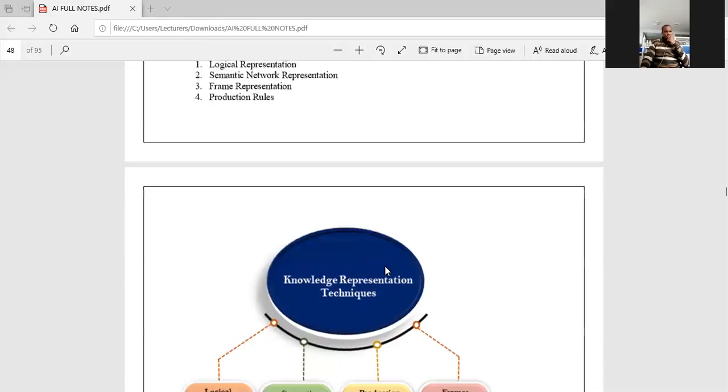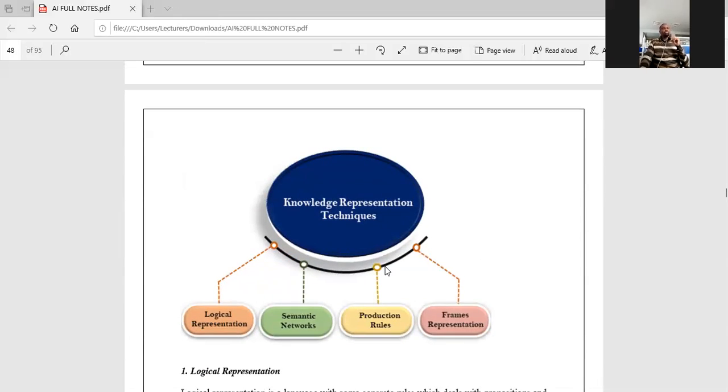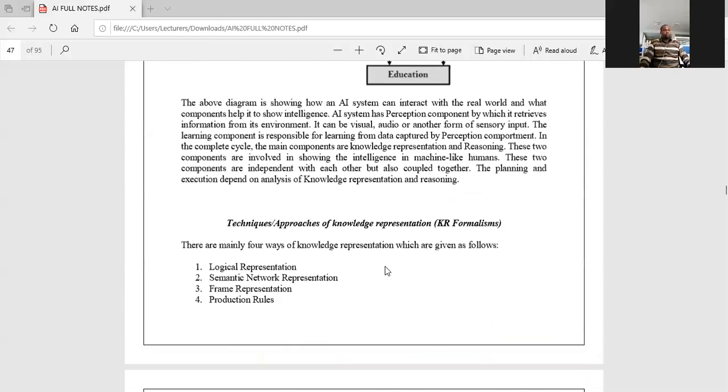So the session starts at 9:30. So we are now 10 minutes late. So we just continue as others join us.